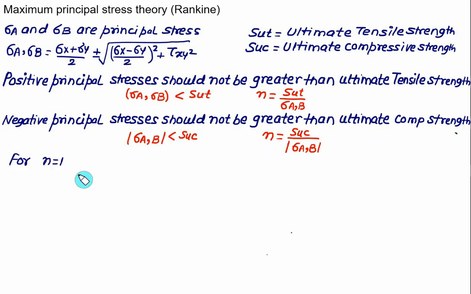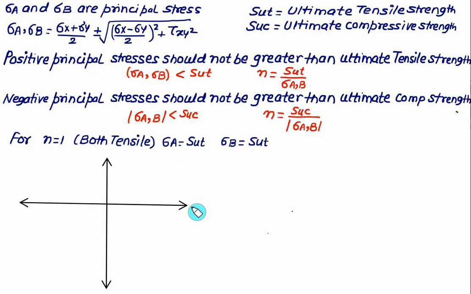For factor of safety equal to 1, we can develop the envelope, which is a boundary condition in the case of maximum principal stress theory. Suppose both values of sigma A and sigma B are positive, that is, tensile. In that case, the limiting condition will be sigma A equal to SUT and sigma B equal to SUT. So we'll plot sigma A and sigma B on the x and y axes. On the x axis we'll plot the value of sigma A, and on the y axis the value of sigma B.